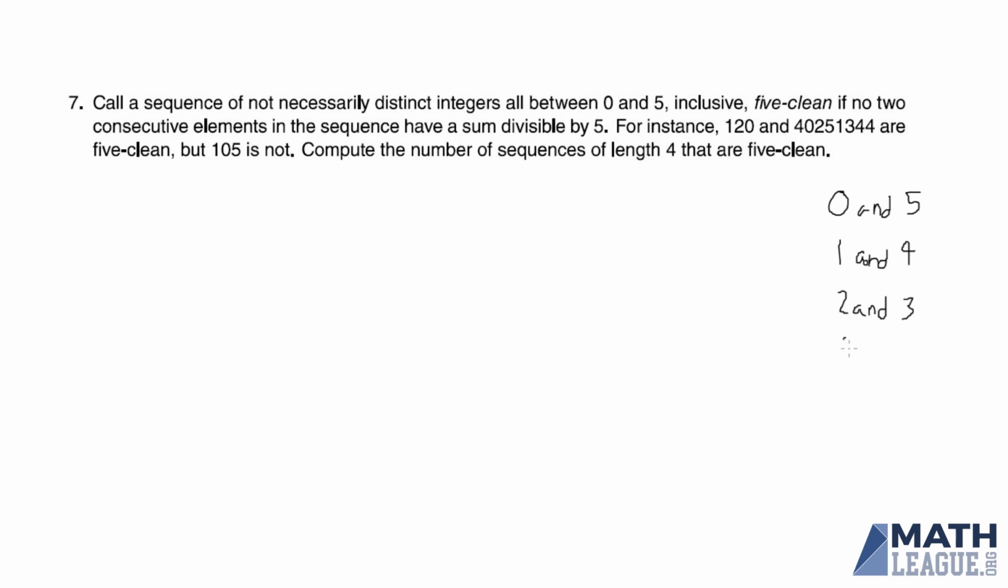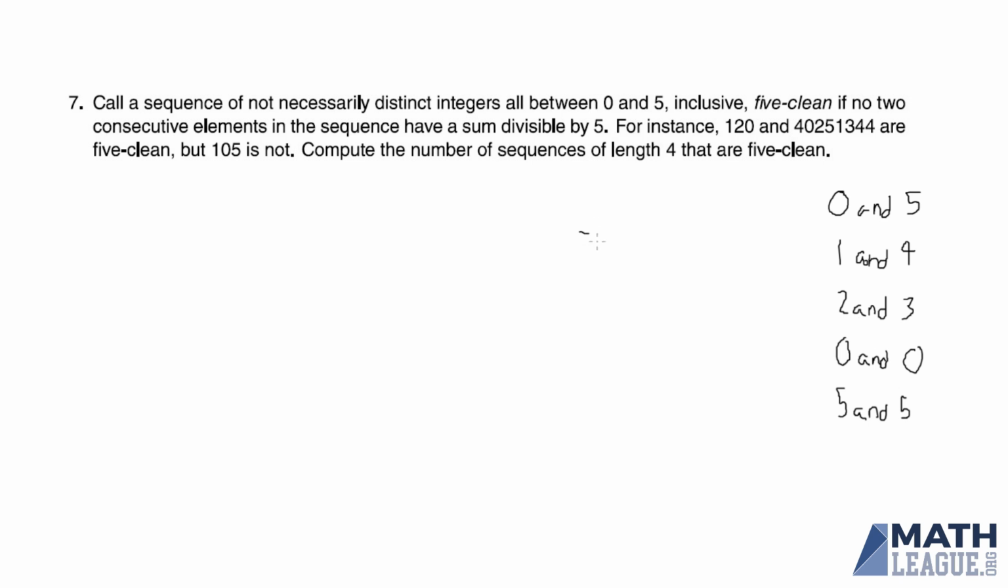So we also can't have two instances of 0 next to one another, and we can't have two instances of 5 next to one another either. So this tells us that when we have a 0 or a 5 present in our sequence, we have to be a little bit more restrictive about what goes next to those objects.